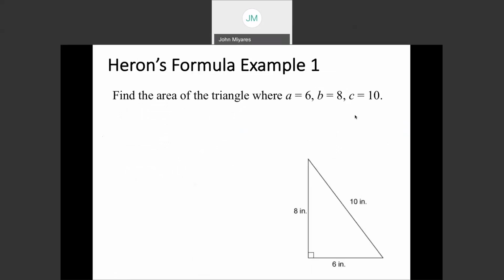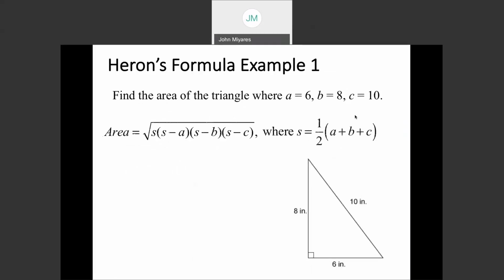Now, the good thing about this particular example is that it is a right triangle, which can be easily verified using the 1/2 base times height formula for the area. But let's try working through Heron's formula to see what happens. The formula says that the area will be the square root of s times s minus a times s minus b times s minus c, where s is the semi-perimeter of the triangle.